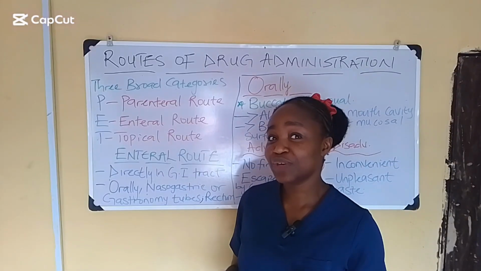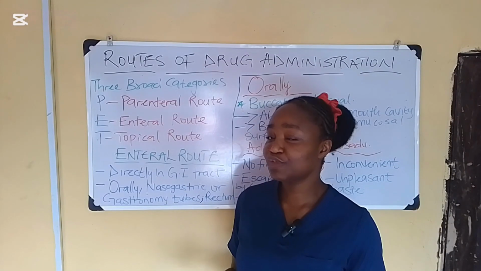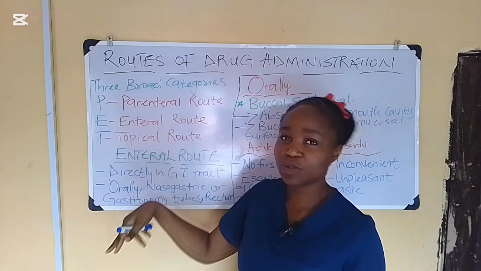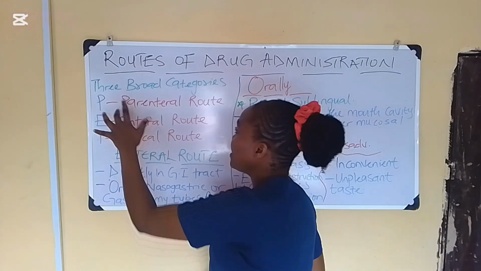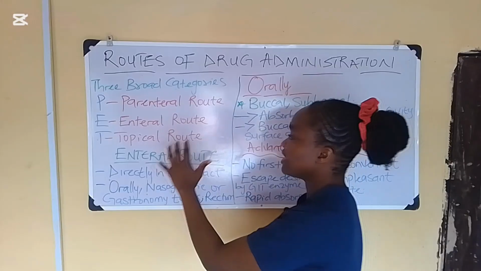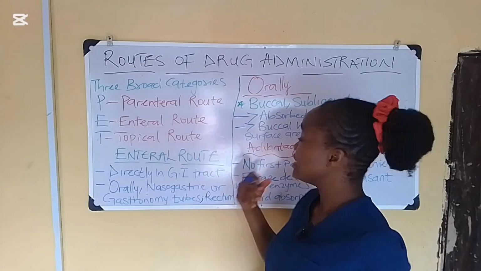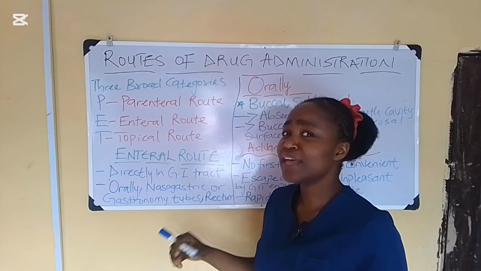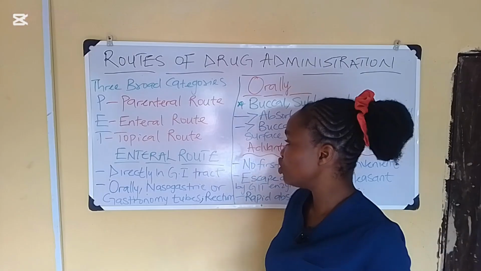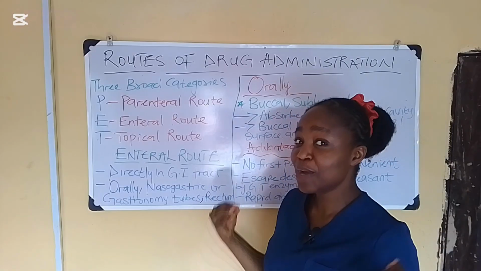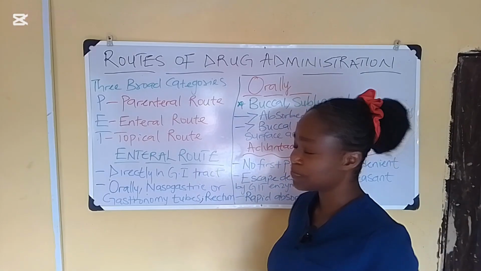There are three basic categories used to describe the route of drug administration, which I just gave us with the acronym PET. So P stands for parenteral route, then E stands for enteral route, and T stands for the topical route. Either of these routes can be used while administering drugs. I want us to start from the enteral route of drug administration.